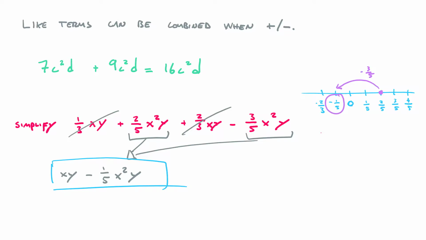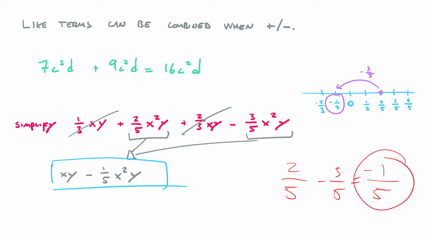Of course, you could just do the math too, right? 2/5 minus 3/5, the denominator's fifths. 2 minus 3 is negative 1. So negative 1/5 is going to be the coefficient, right? The number in front of x squared y. Done.